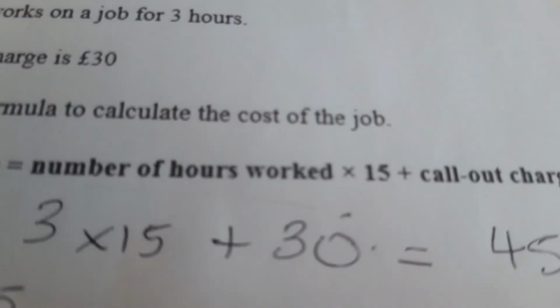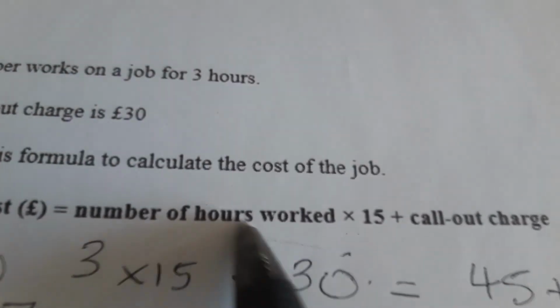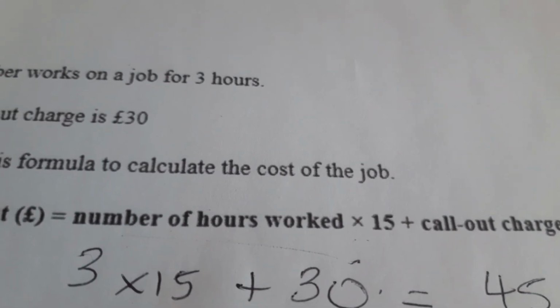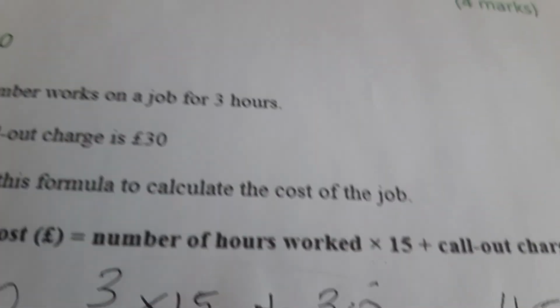How much does the plumber charge per hour? Well, if you look at his formula, the number of hours worked times 15. So every time he works, he gets another £15. So his charge per hour is £15.